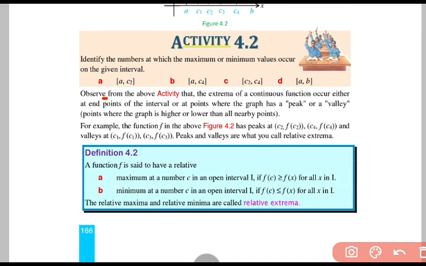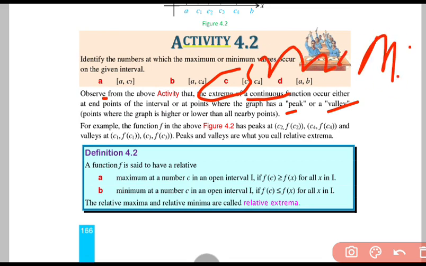Observe from the above activity that the extrema of a continuous function occur either at the end point of interval or at the point where the graph has a peak or valley. Extrema includes maximum and minimum. When we call maximum and minimum together, we call it extrema.